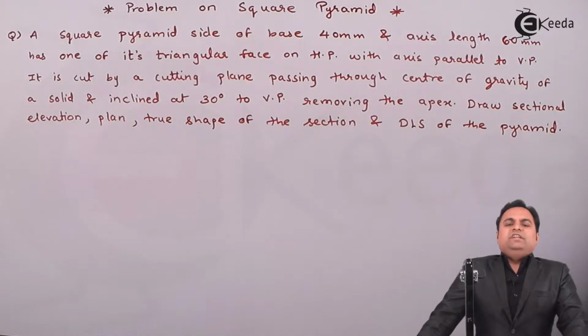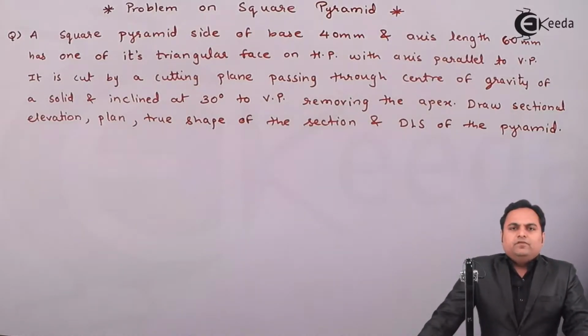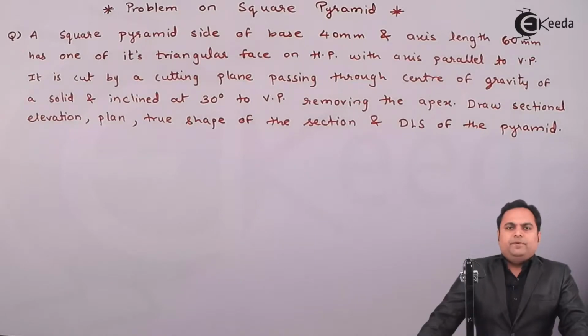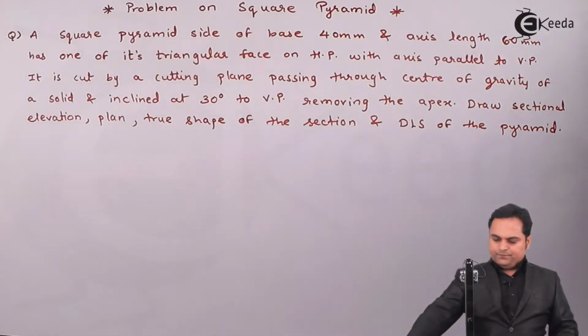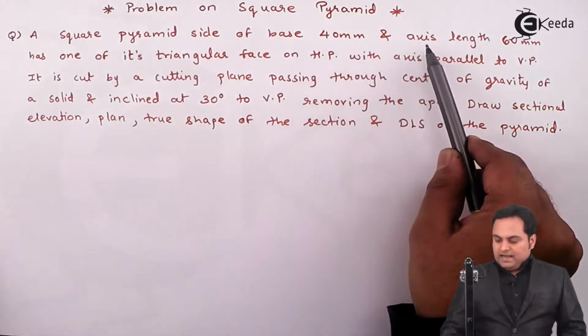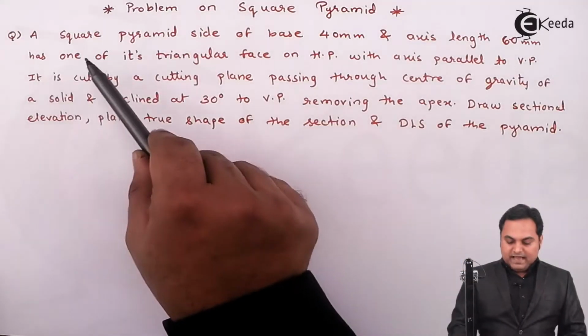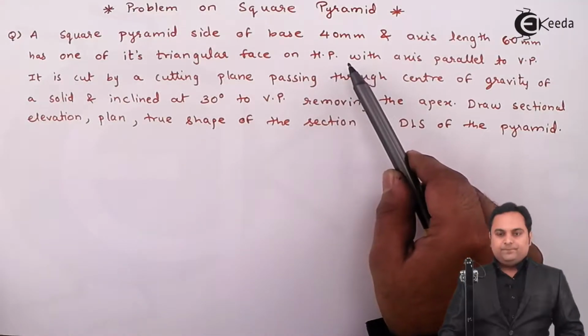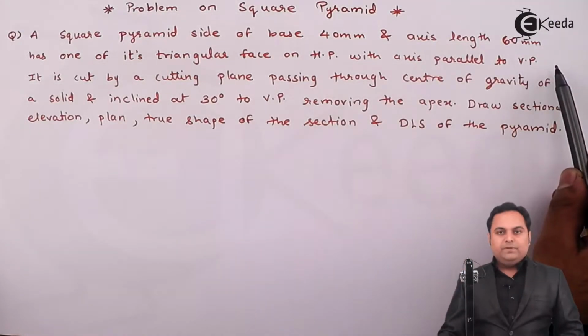Let us see a problem on DLS, that is development of lateral surface for a square pyramid. Here is the question. A square pyramid, side of base 40 mm and axis length 60 mm, has one of its triangular faces on HP with axis parallel to VP.